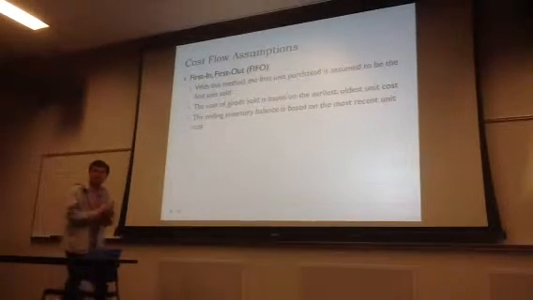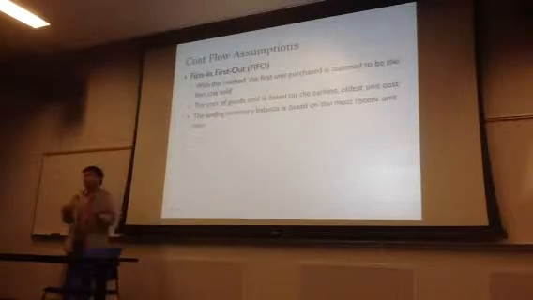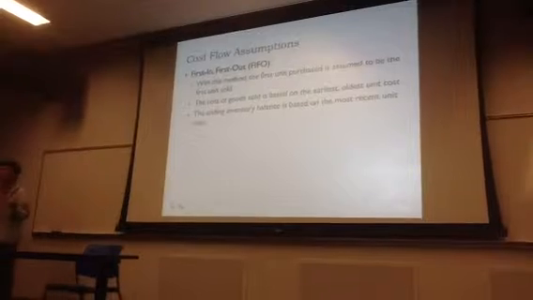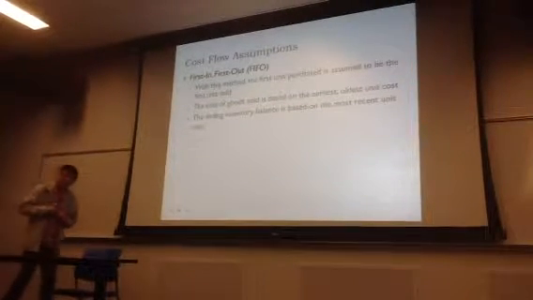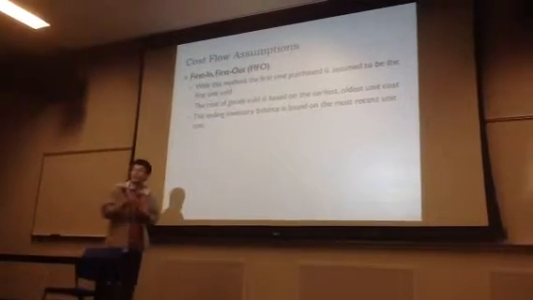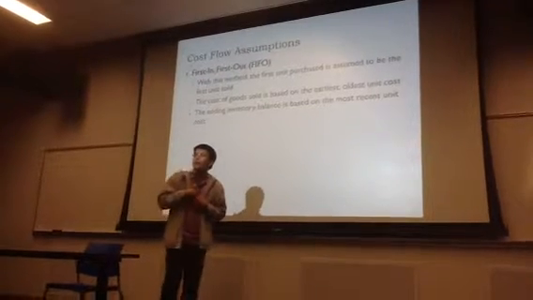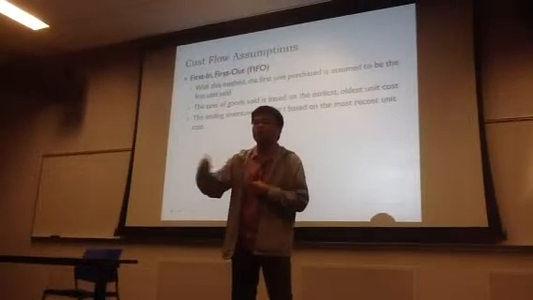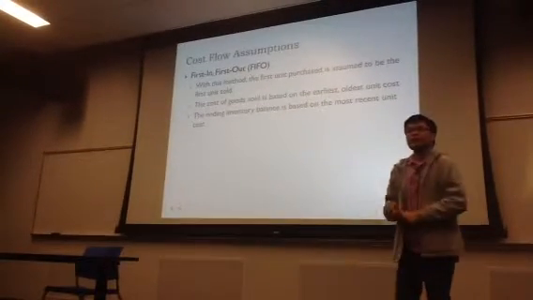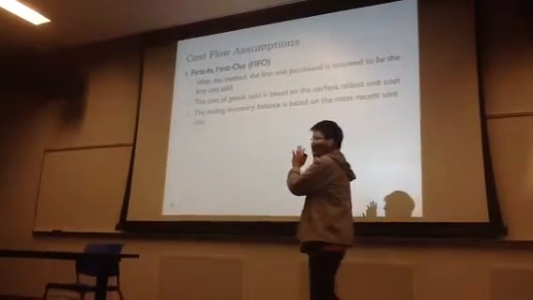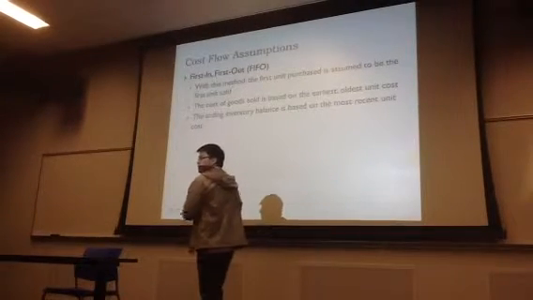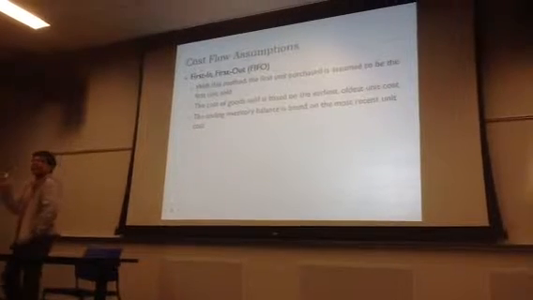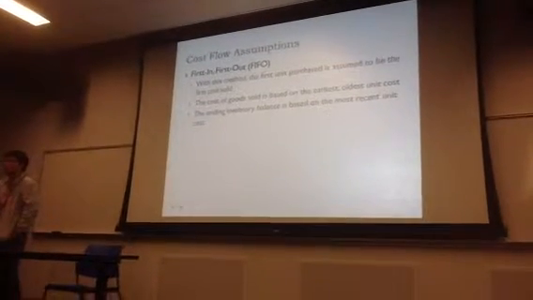The first one is the first in, first out. What it means is we are making an assumption that the first product that comes into our company, so the first one that we purchase, will be the first one that goes out, which is the first one that got sold. That may not be very accurate, but we are just making the assumption. For example, we are going to assume that the one that we purchased last year will be the first that got sold out.